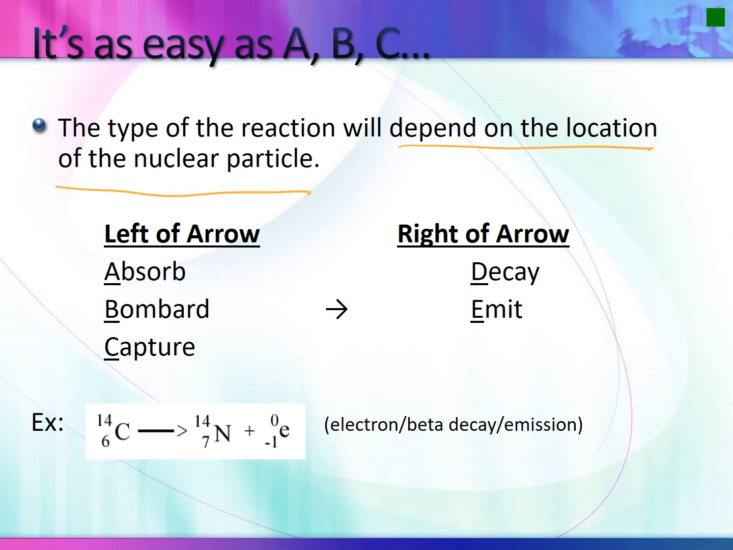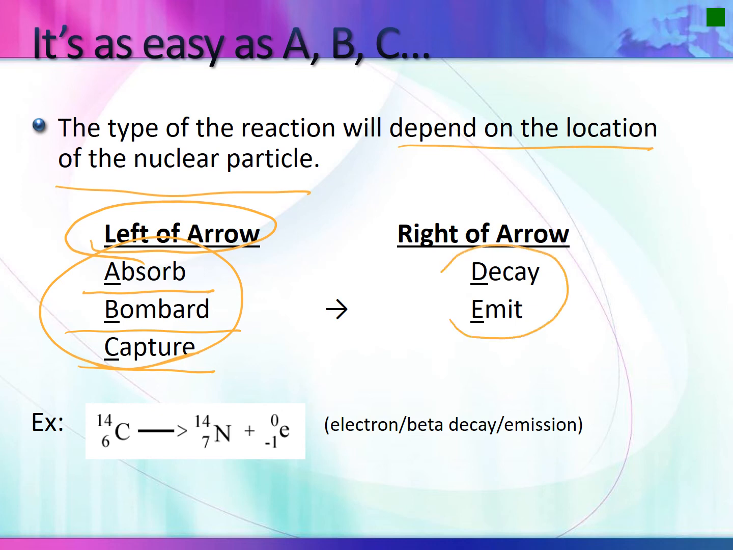Now, if you find a particle out of those 4 or 5 on the left-hand side of the arrow, you're going to write absorb, bombard, or capture. They actually are more specific depending on what type of particle you have, but in this class, they're all synonymous. So you can use any one you want as long as that particle is on the left-hand side. The right side is known as decay or emit, so you could use both of those, okay? So let's do an example problem below.